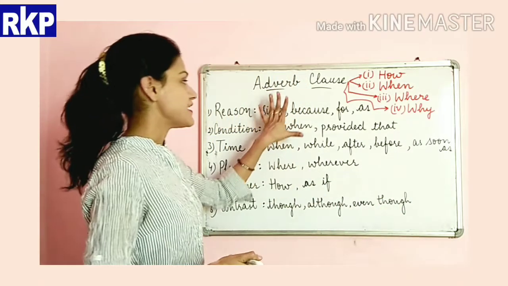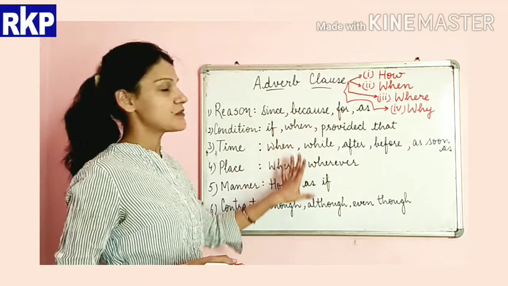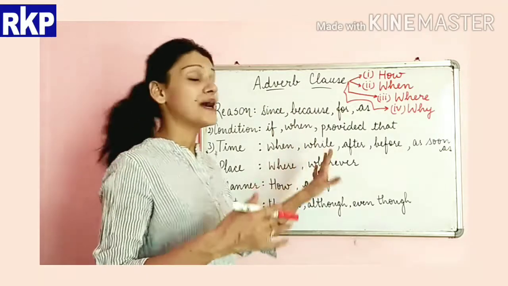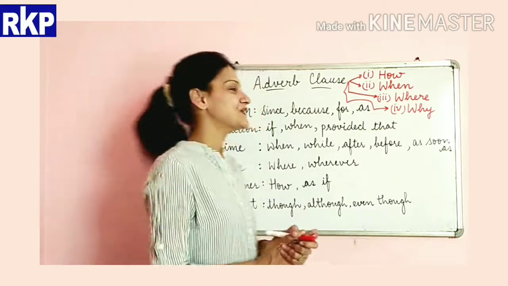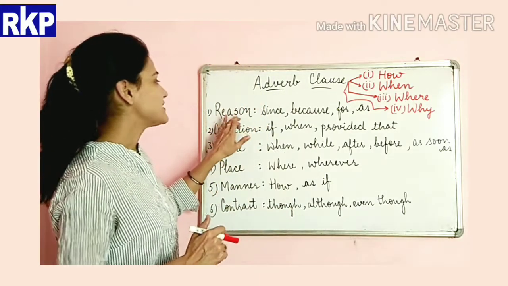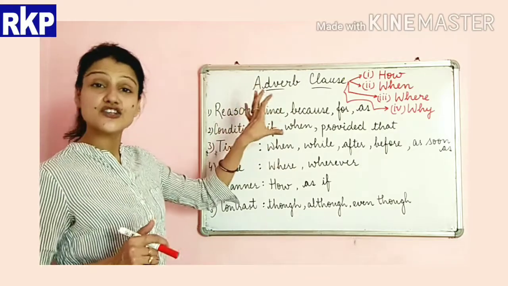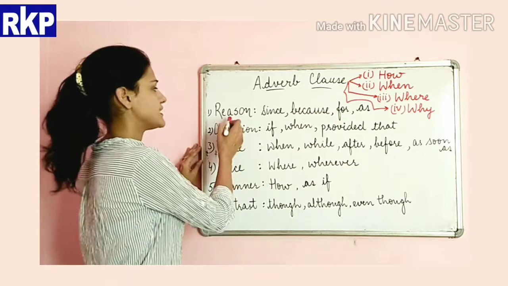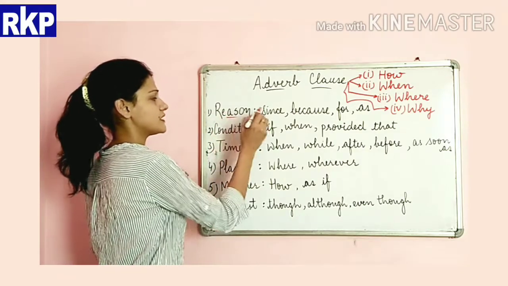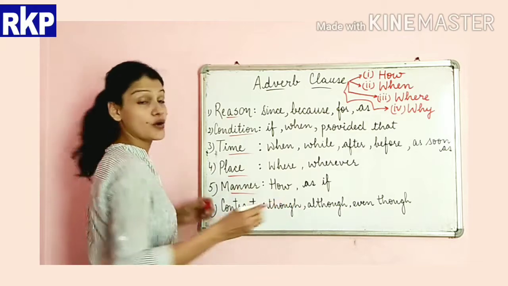Now beta, see, I have written many of the subordinating conjunctions here, but this is not all, there are many more. Let's have a look here. There are conjunctions of many purposes. We have them for reason, for condition, for time, place, manner and contrast.